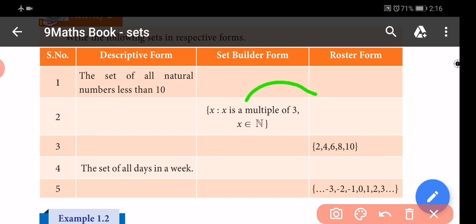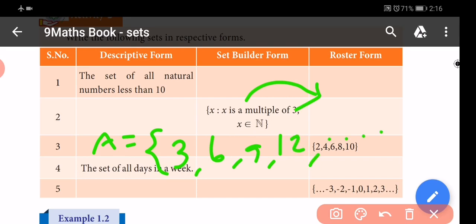Okay. How do you write in the roster form? So for all x such that x is a multiple of 3, we say set A equal to, within braces, multiples of 3, that is the third table. So first 3, 6, 9, 12 and so on, up to x belongs to capital N. That means set of natural numbers 1, 2, 3 and so on. So it goes up to infinity. So A equal to 3, 6, 9, 12. Okay, do you understand?